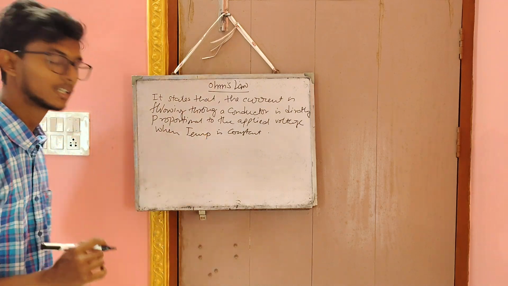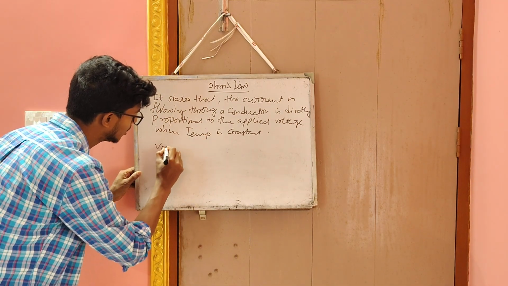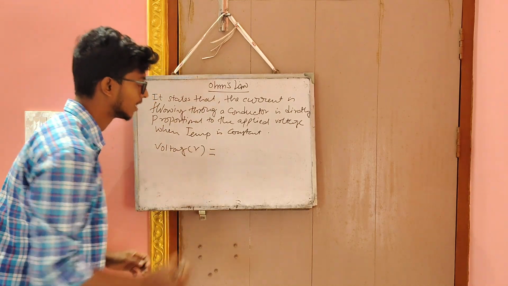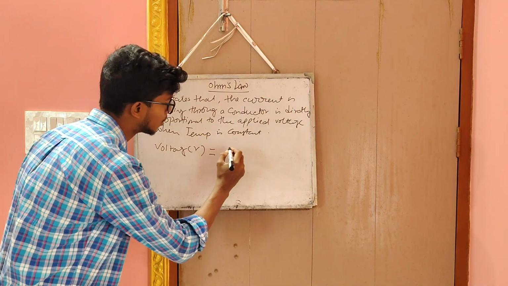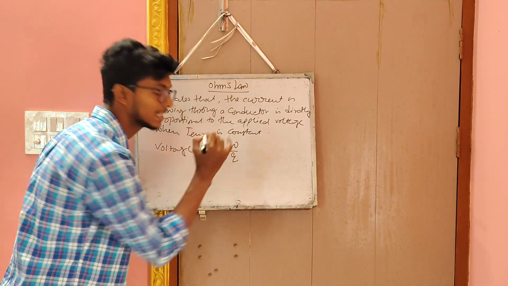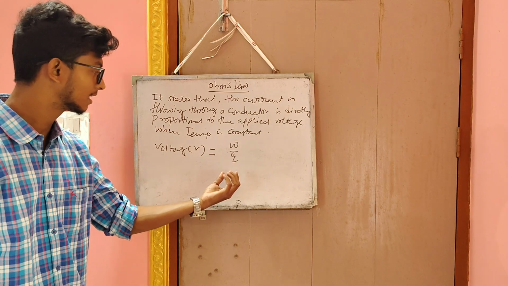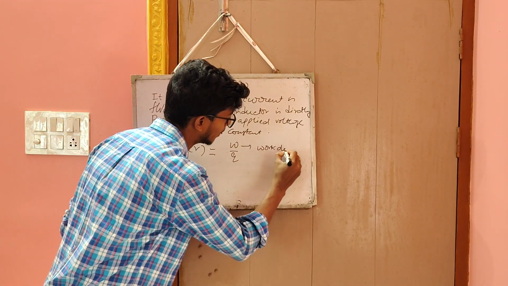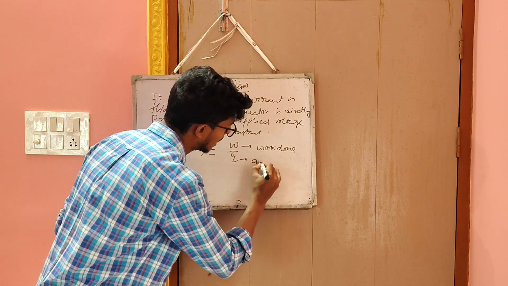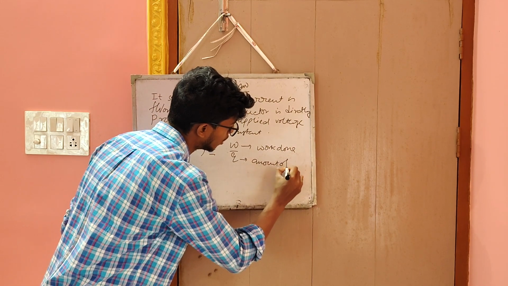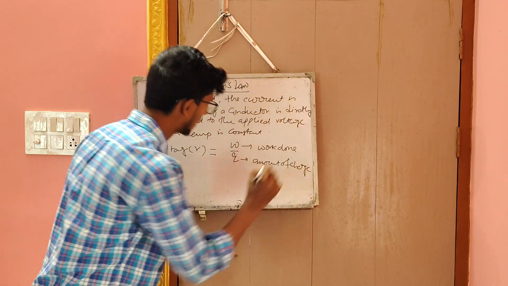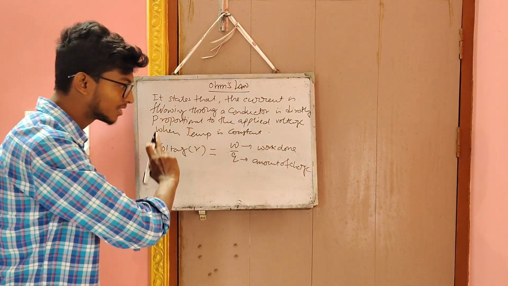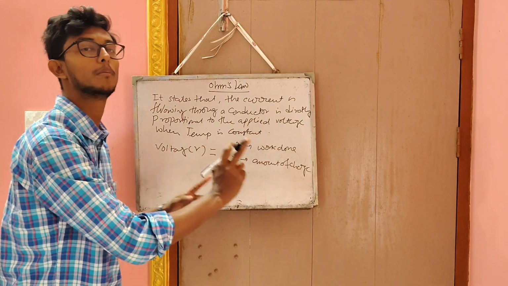So what is the voltage? It is denoted as V. Okay, so what is voltage? Voltage, its formula is W by Q. What is W? W is equal to work done and Q is equal to amount of charge. So what is the definition of voltage? The amount of work done needed to transfer a charge from point A to point B.